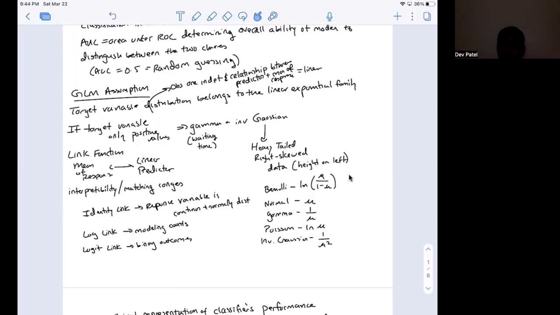Whereas for Poisson, it's actually the natural log of mu, which equals the linear predictor. So you can see the canonical links, depending on the distribution of the target variable that you have, on this table.